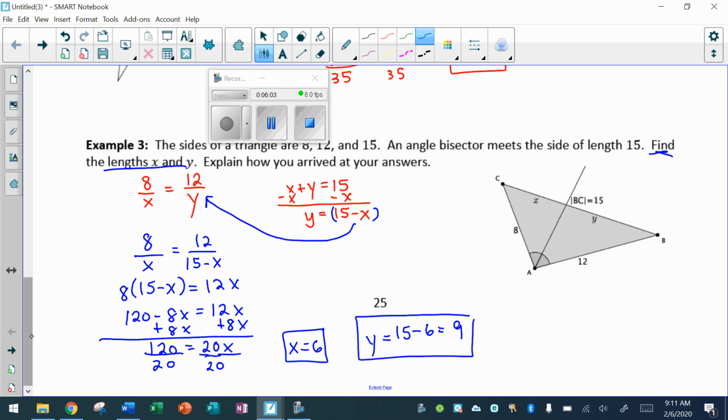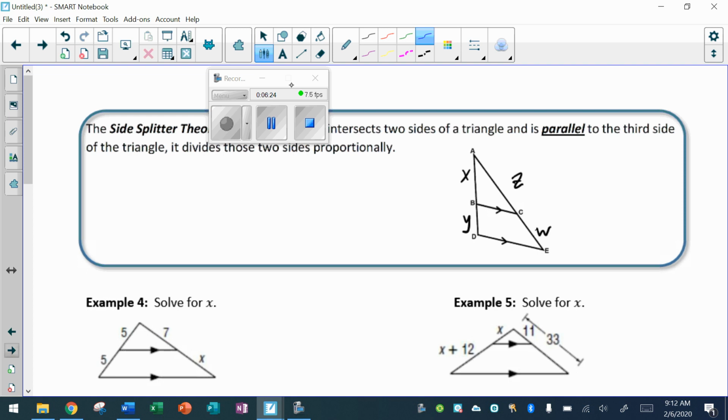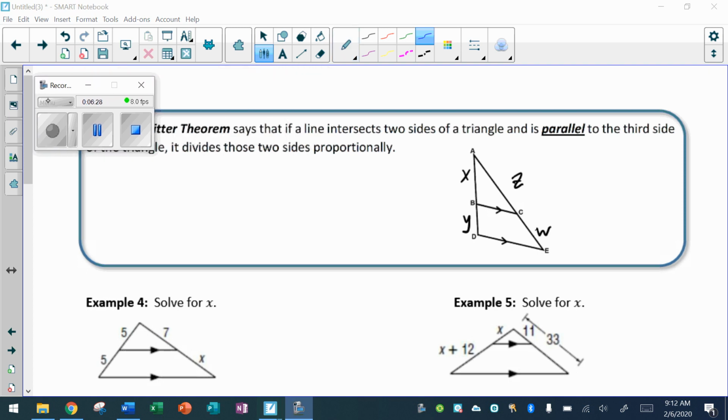Okay, again, just because they tell you this is an angle bisector is the only reason that you know that you can set up that proportion. But if you've got two variables, you need two equations. The first, the sides have to be in proportion, and the second is, well, x plus y gives me a total of 15.